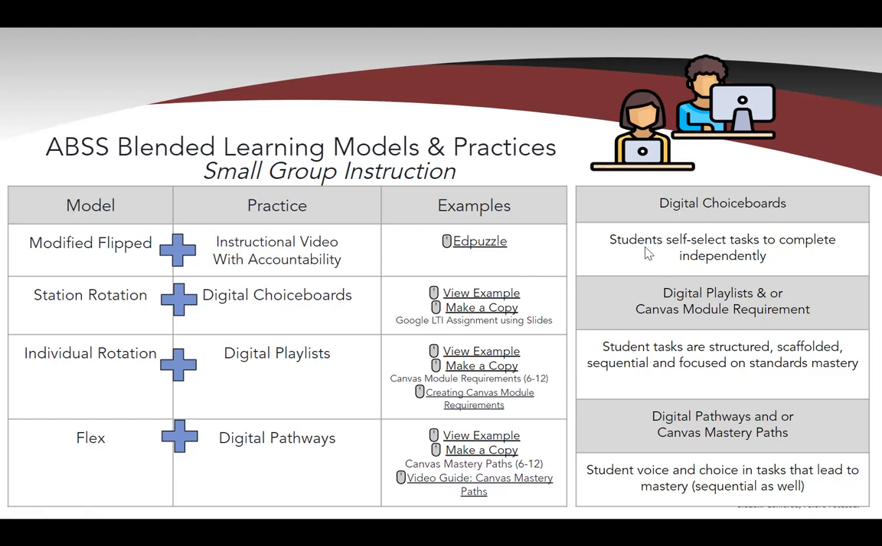Okay, so digital choice boards. This is where students self-select tasks to complete independently. Digital playlists or Canvas module requirements. This is where the students' tasks are structured, scaffolded, sequential, and focused on standards mastery, kind of thinking through what we know about Blooms. And then digital pathways and our Canvas mastery paths, there's a bit more with student voice and choice and tasks that lead to mastery, and it's sequential as well. So let's go through and talk about each.